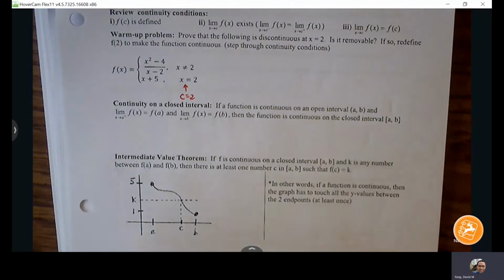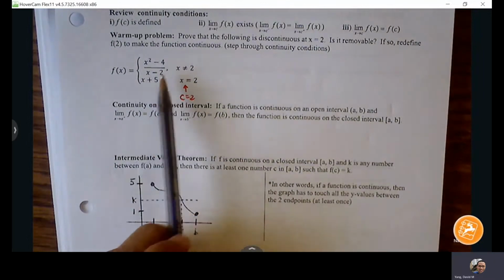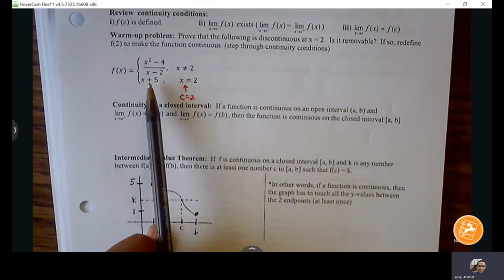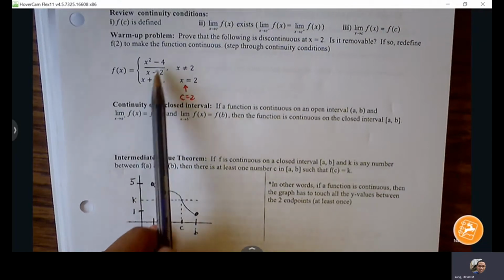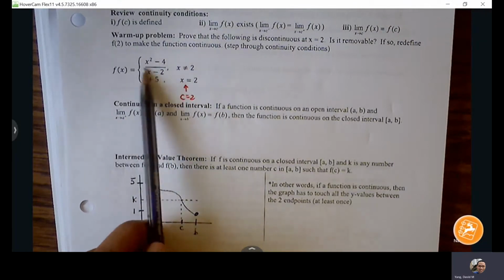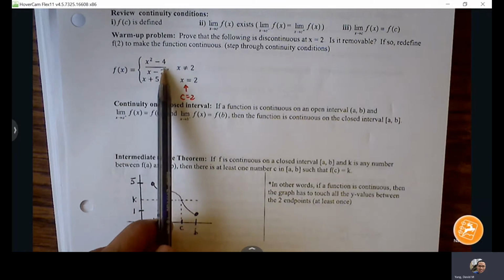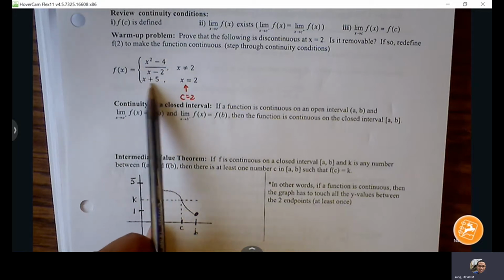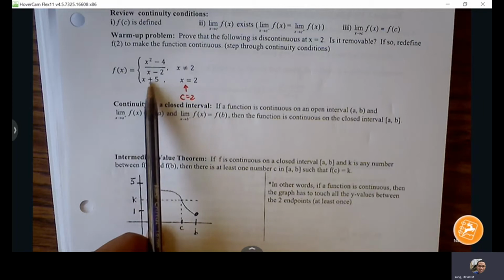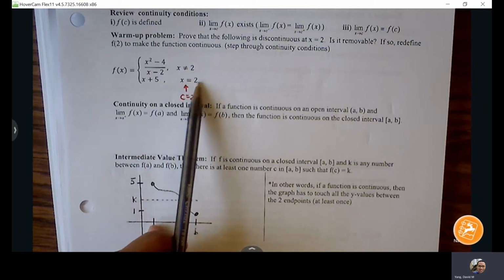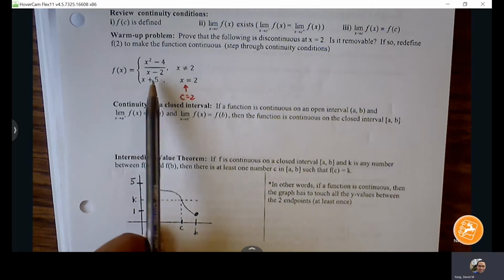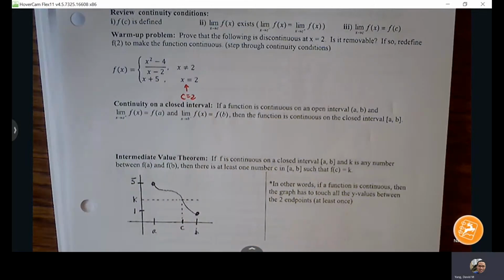Now, I want to point out something about this piecewise function, even without looking at the graph. You see how there are 2 expressions defined. You got a potentially rational function and then a linear function. But this linear function is not going to be a line because it's only defined at x equals 2. So we have to understand that this is not going to be a line here. This is just going to be a point.